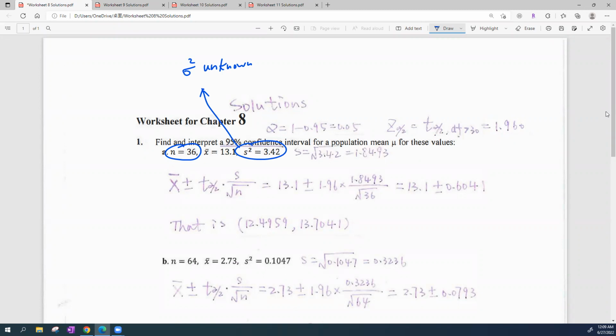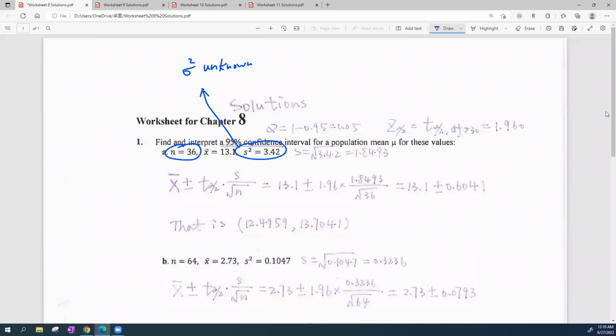When sigma squared is unknown, we're going to use the t critical value. For the 95% confidence interval, we have the formula x bar plus or minus the critical value times the standard error, which is the standard deviation over square root of n. If sigma is known, we use the sigma value, and the critical value is a z critical value. For this one, sigma is unknown, so we use the sample standard deviation, and also a t critical value. Now we can plug in all the known information.